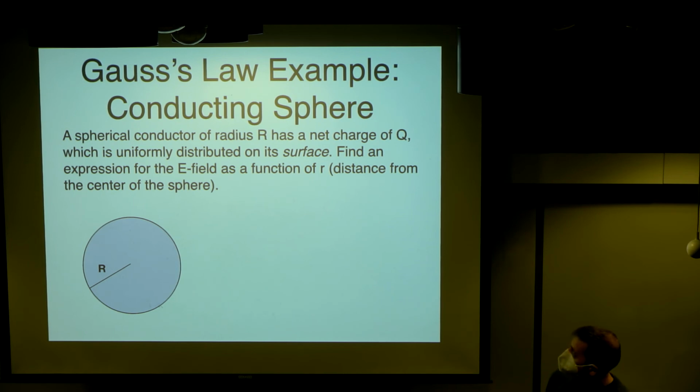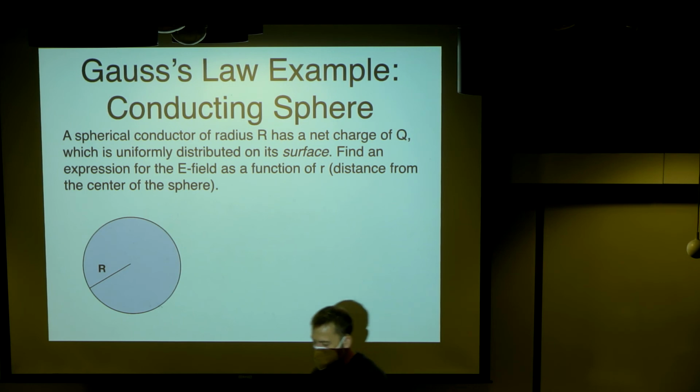We have a conducting sphere. We have a spherical conductor, and its radius is capital R. It has a net charge of Q, which is uniformly distributed on the surface. So it's really important to note, we have a sphere, and all the charge is on the outer surface. None of it is on the interior. It's all just on the outer surface, okay?